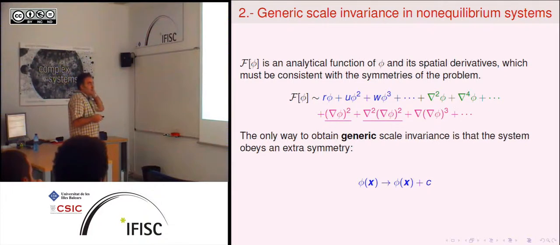Then the only way to obtain generic scale invariance in this kind of system, where all these terms are present, is to require an extra symmetry. So it's to require that the system is invariant under this transformation. Of course, saying the only way is actually wrong, because we can have this same function and then we can tune several parameters to zero. But what I wanted to say is that this is a very generic way to produce a scale invariance out of equilibrium.